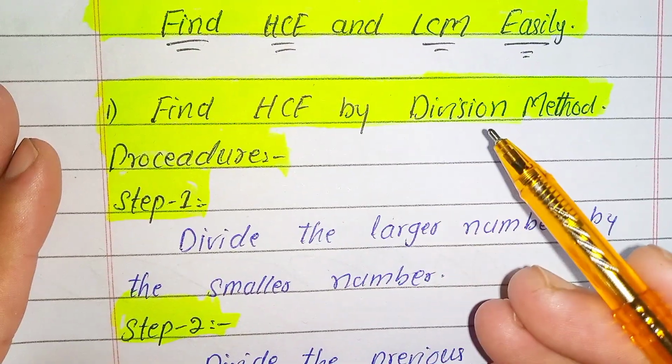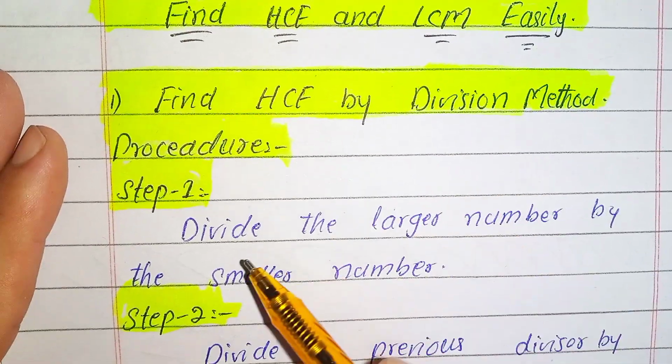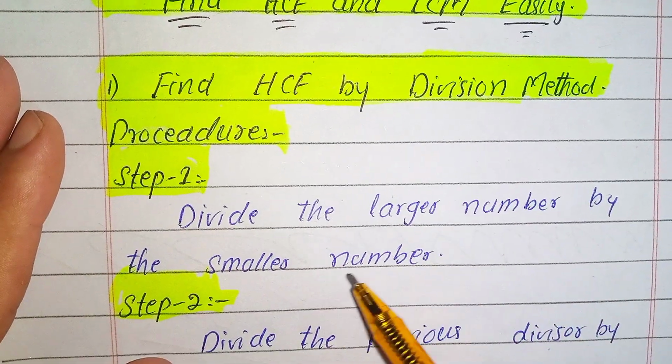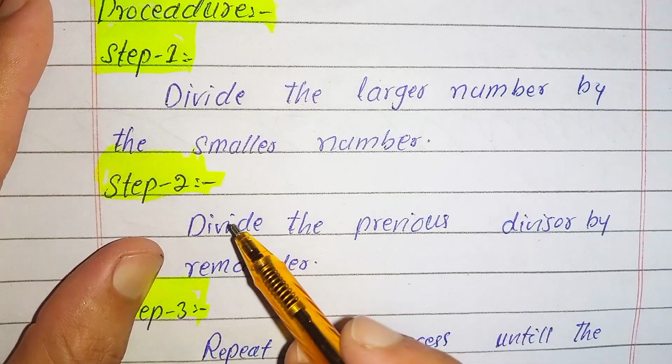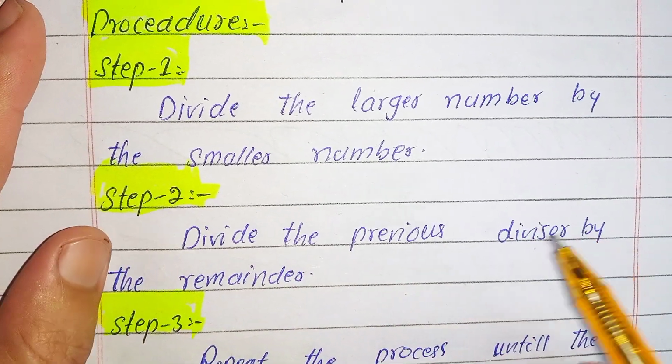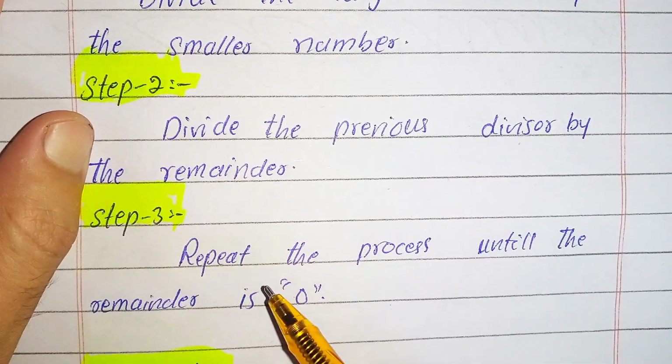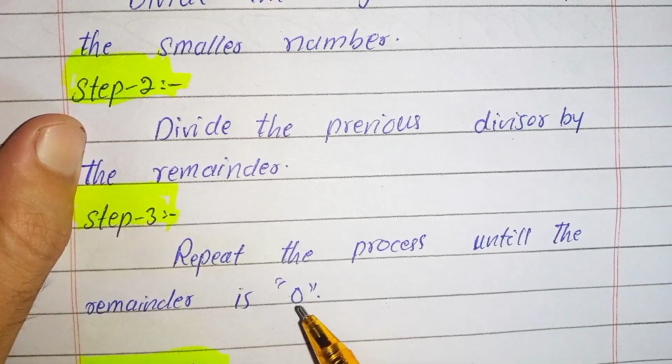The procedure for the division method contains some steps. In the first step, we have to divide the larger number by the smaller number. In the second step, divide the previous divisor by the remainder. And in the third step, repeat the process until the remainder is 0.